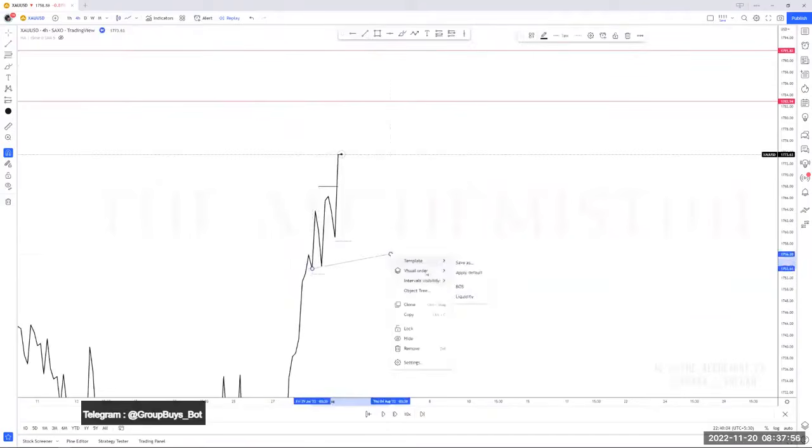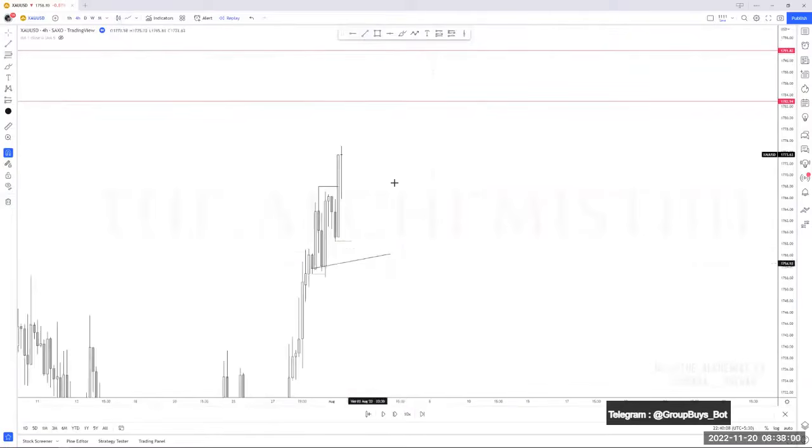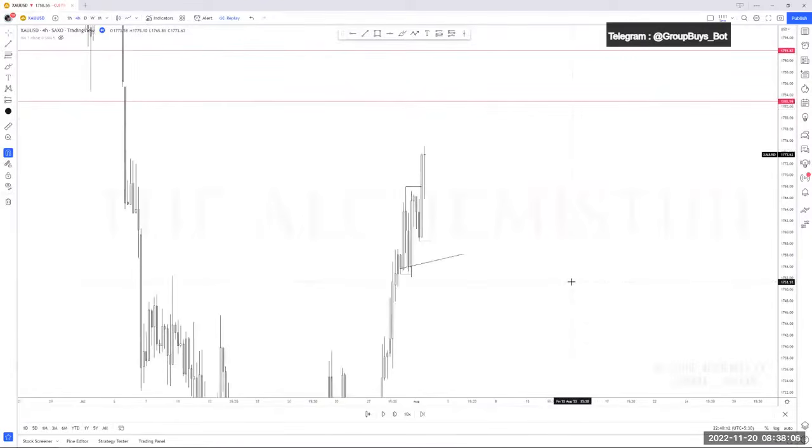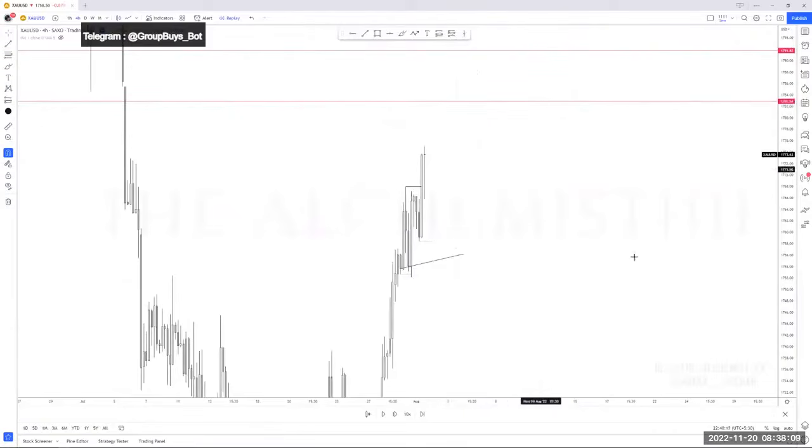Can you see it? Yeah, a trend line is building up. So what am I going to do? Until it gets into these areas, I'm going to keep on buying it. I will be buying it until it gets into these areas at least.